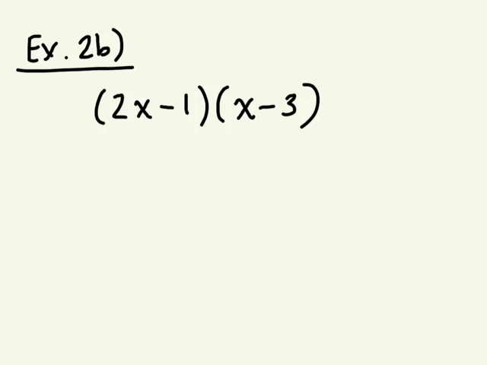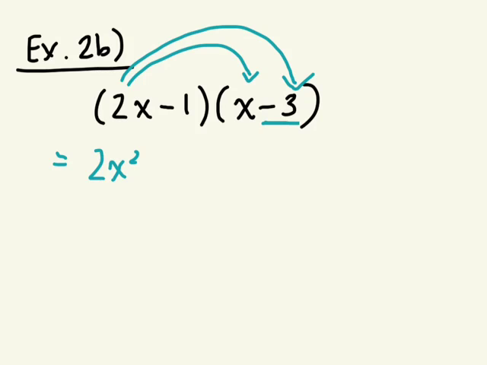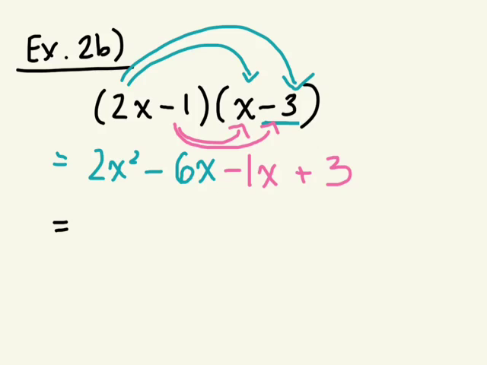Final answer. What are the first two terms I need to multiply together? What is that? 2x squared. Okay, next term, times negative 3. Okay, then what's the next thing we need to multiply? Inside. Negative 1x. Good, and then the last term, plus 3. Negative 1 times negative 3 is positive 3. So 2x squared minus 7x plus 3.